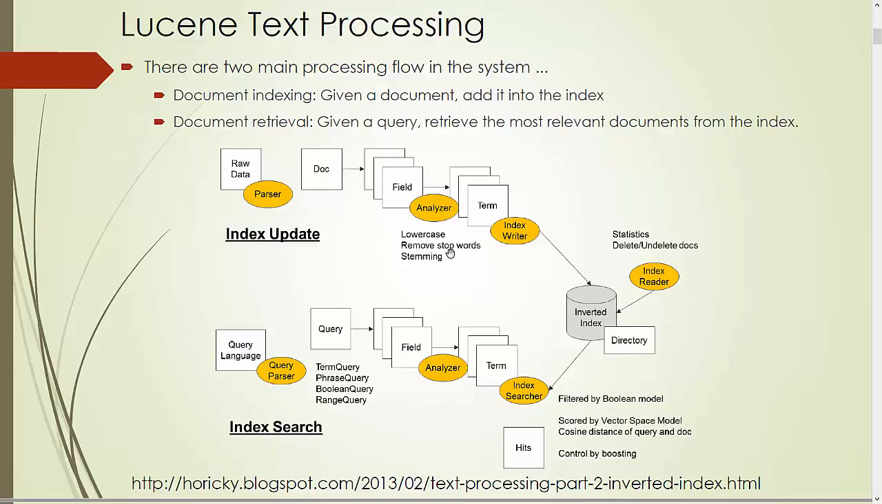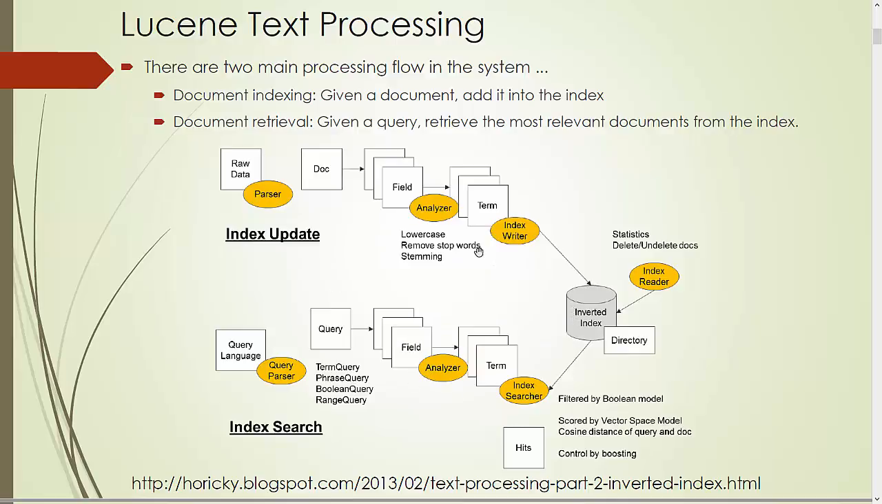So this is the process right here. We have the raw document which is sent to the analyzer. As the name suggests, it analyzes the documents and separates the tokens and words, and all the words are converted into lowercase, stop words are removed, and a process called stemming is done, which is nothing but normalizing different forms of the same word, and then the index is written into a directory.